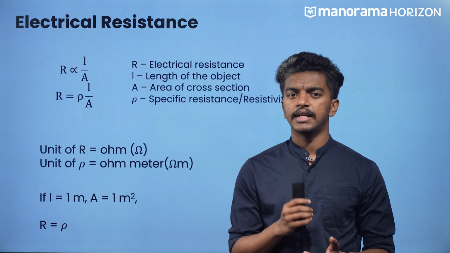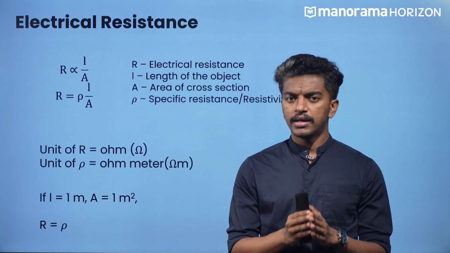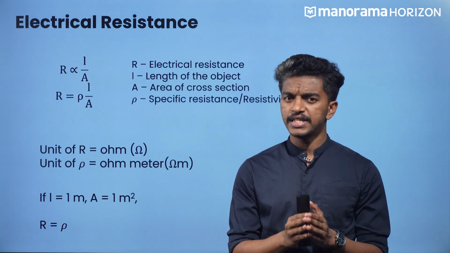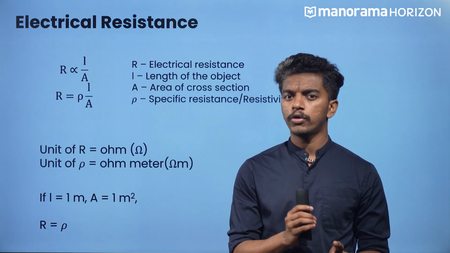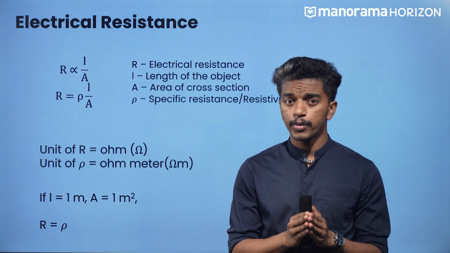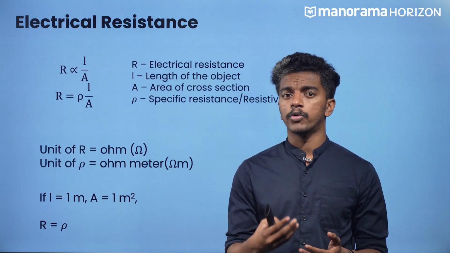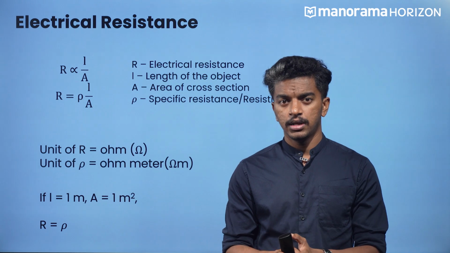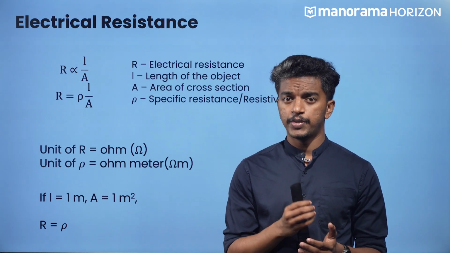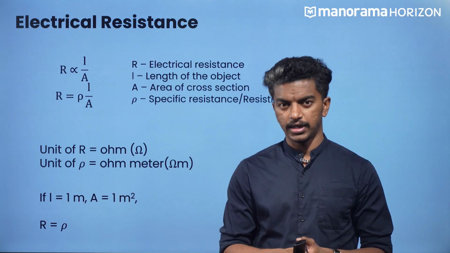First, we will discuss electrical resistance. Resistance is simply the opposition to the passage of electrical current. From physics, you might already know that the unit of resistance is ohm. The electrical resistance of any object is directly proportional to length and inversely proportional to the area of the object. The proportionality constant is denoted by the Greek letter rho. It is called specific resistance or resistivity.